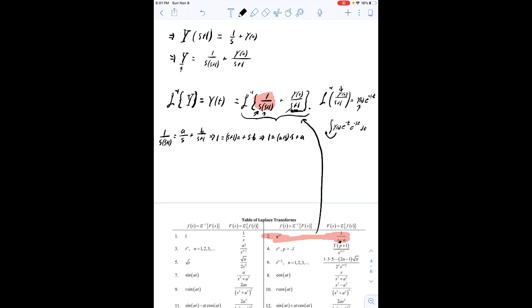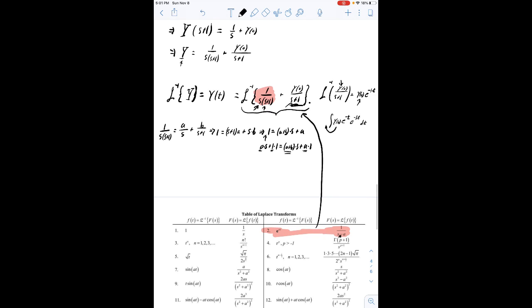Now we notice that on this side, this is equal to 0 times s plus 1 times 1, and this is equal to A plus B times s plus A times 1. So this A has to match with this term, and this term has to match with this term. So we get that A is equal to 1, and then A plus B is equal to 0, which goes to B is equal to minus 1. So this term goes to 1 over s plus negative 1 over s plus 1.